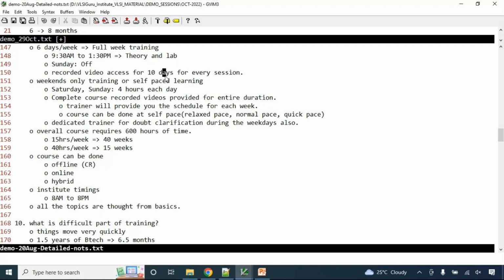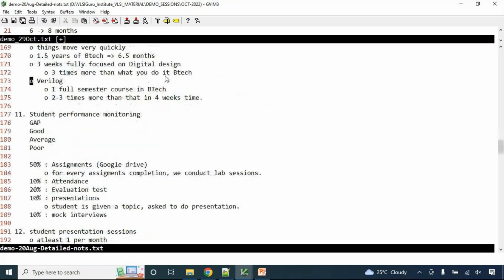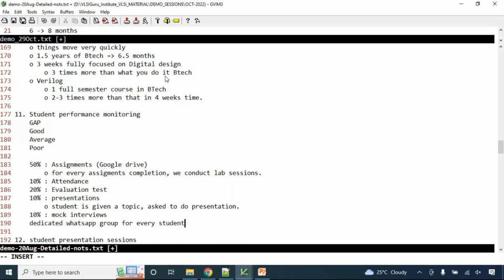And those who are attending weekends can clarify the doubts even during the weekdays, because we will create one dedicated WhatsApp group. For every student we create one dedicated WhatsApp group. They will be in two groups. One is the dedicated WhatsApp group, and the other is the actual common group. Here, the trainer will be there, the admin will be there, and the student will be there. If he needs technical support, the trainer will provide it. If it is non-technical support, the admin will provide it.